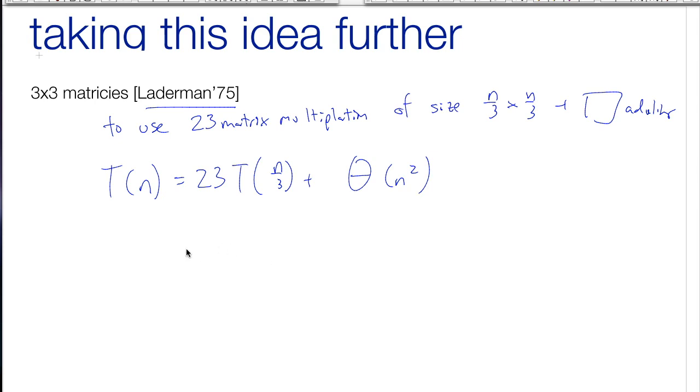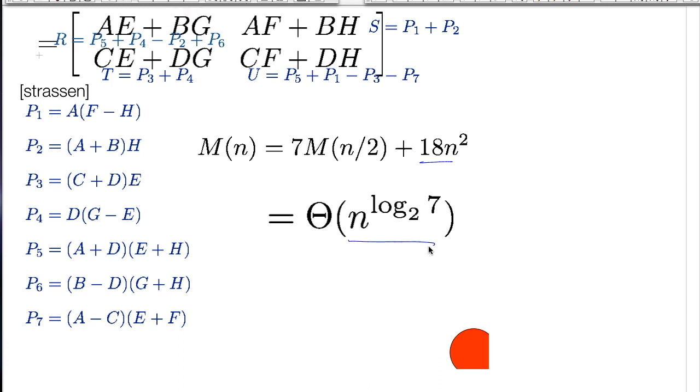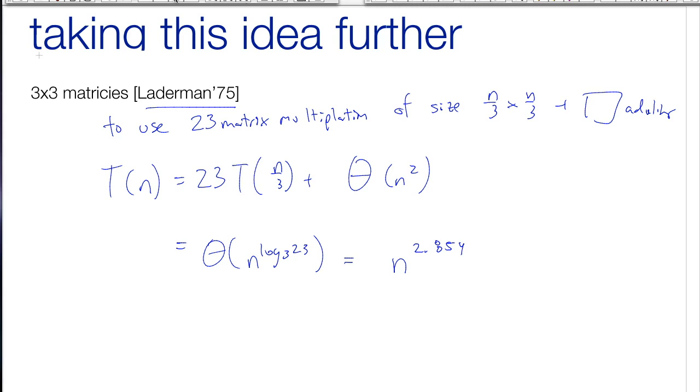Good. So this is basically theta of n to the log base 3 of 23, which is n to the 2.854, right? So this guy didn't make progress. Strassen had 2.805, and this guy had 2.854. So it's not a better algorithm, but he still published a paper on it.